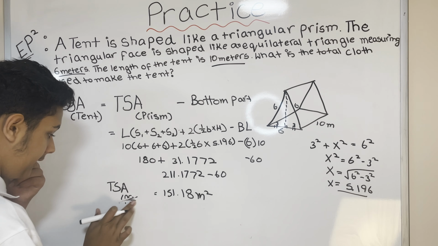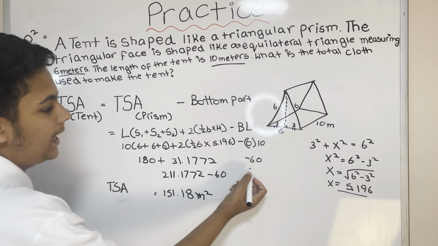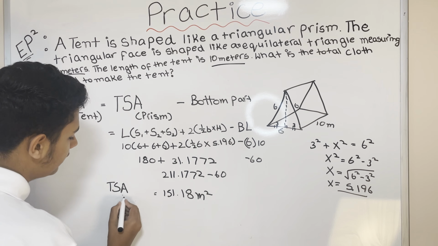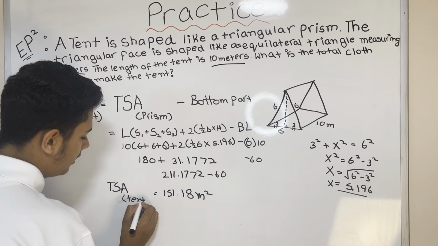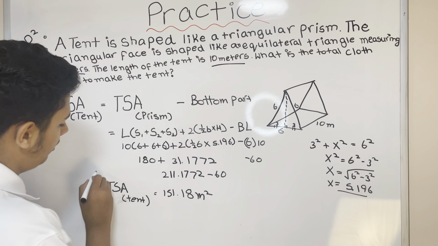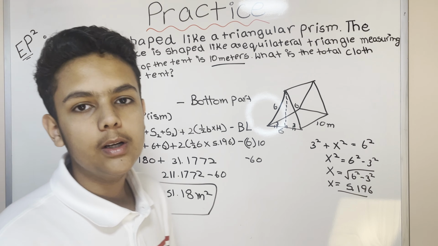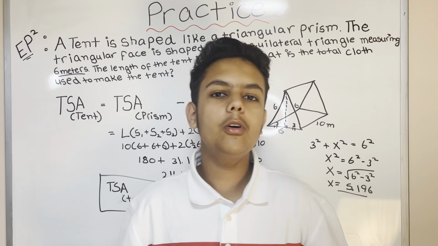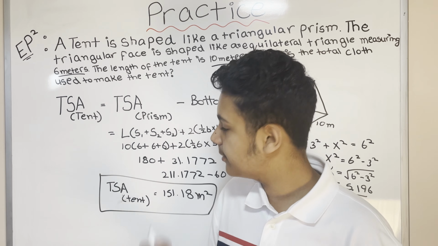Sorry, not the prism, because prism is this, and then we subtract the 60 because we need the cloth, so it's total surface area of the tent. So this is our answer for this EP square word problem, and you guys know this was pretty easy. If you keep on doing practice more and more, you will eventually find this pretty easy.